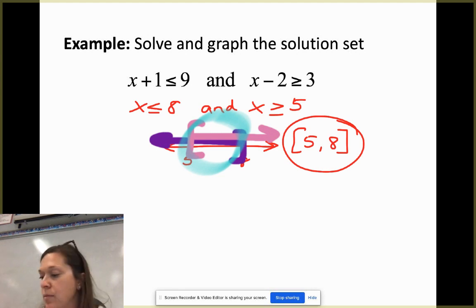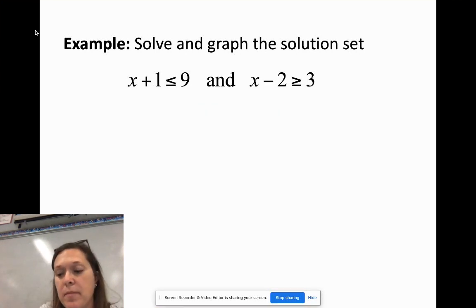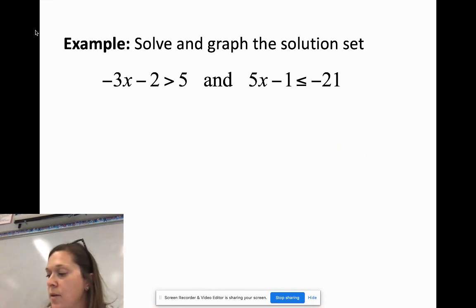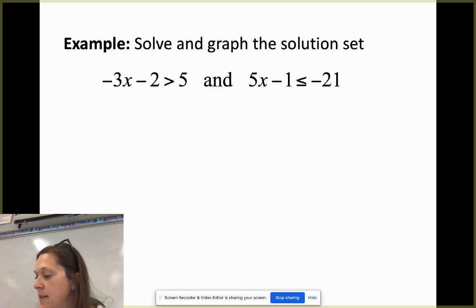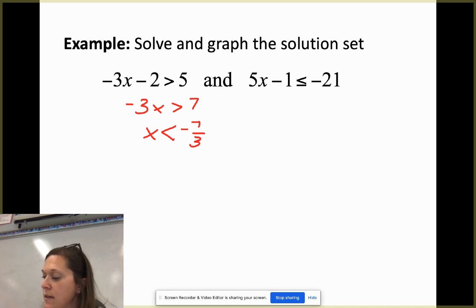Again, pause this at any point in time to get yourself caught up. I'm going to keep on moving. Let's go ahead and do this one. A little bit more work. 2 steps needed for these solving. Negative 3x is greater than 7. X is, make sure you flip your sign when you divide by a negative 3. Over here, we get 5x is less than or equal to negative 20. X is less than or equal to negative 4.